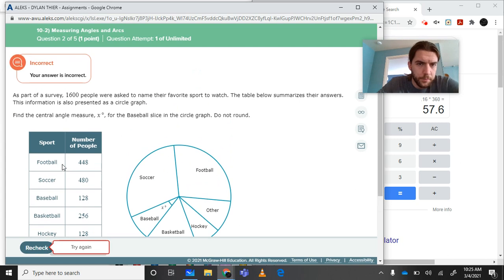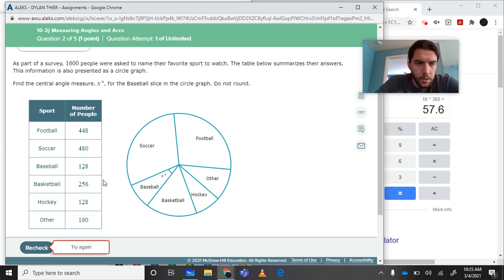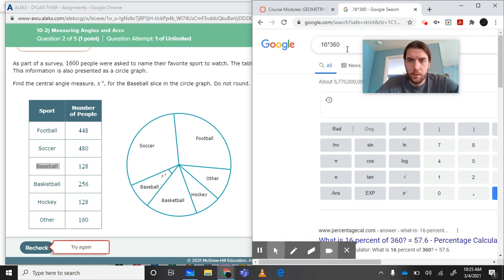Unless I was misreading something. I already told us there was 1600. The central angle measure, do not round. Oh, that's why. I was just misreading this. I was using the baseball number, not basketball. That's why everything seemed off.